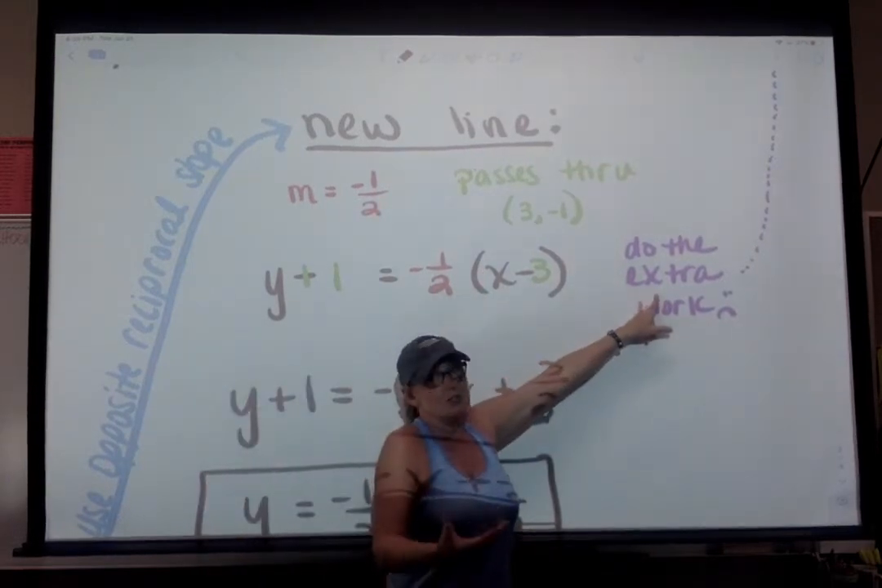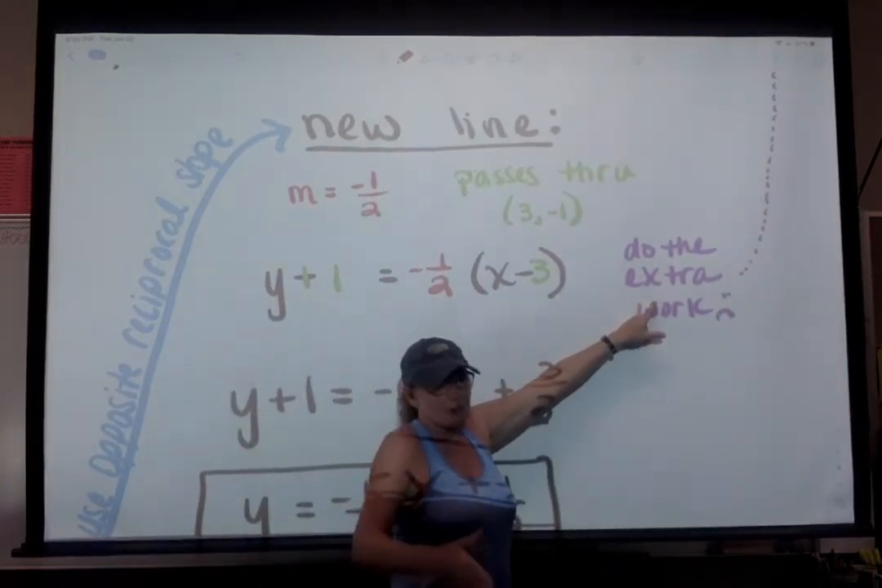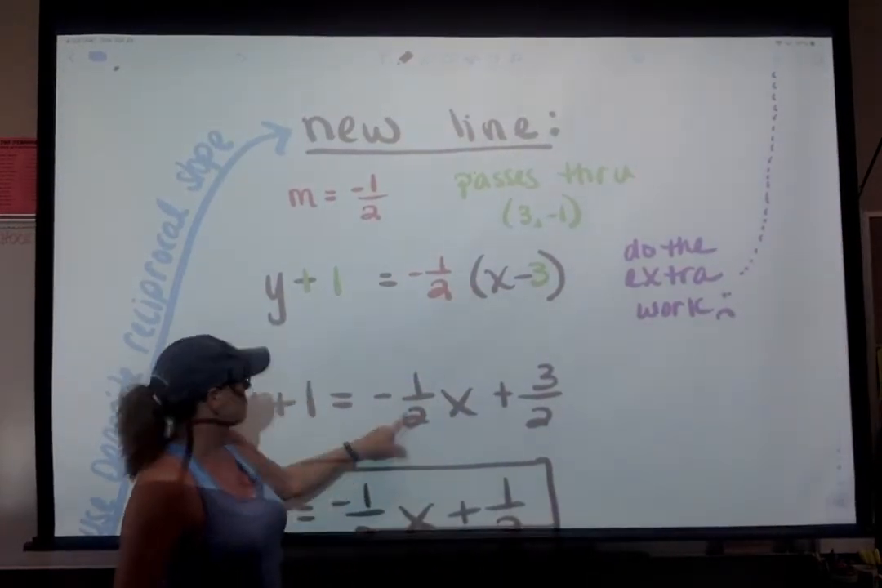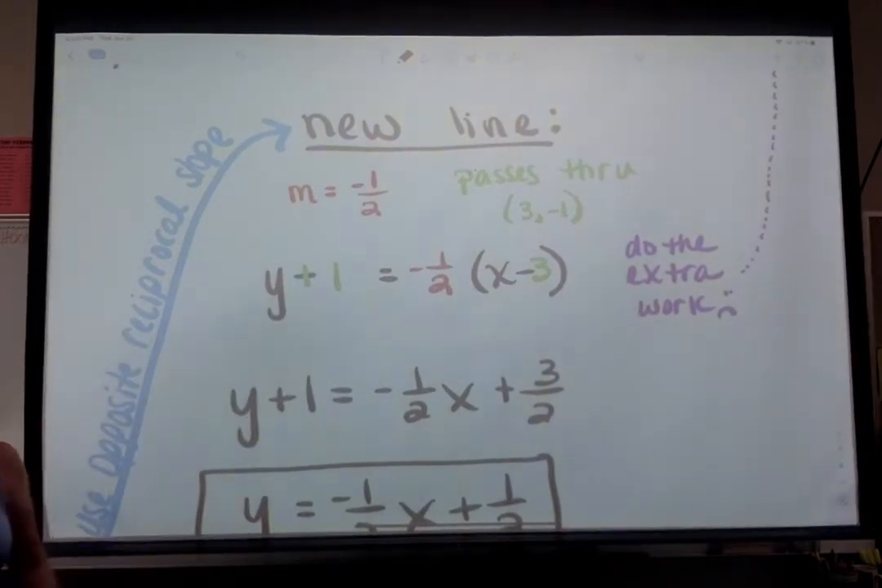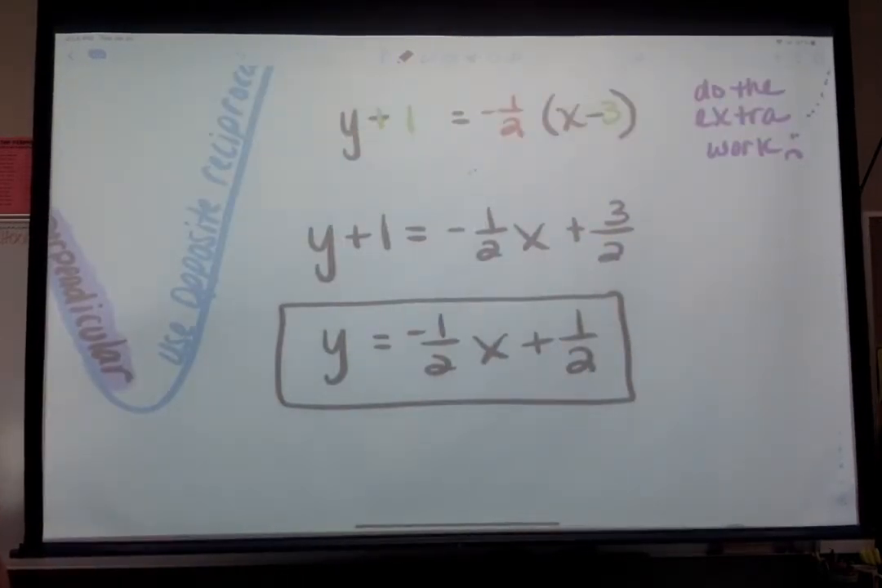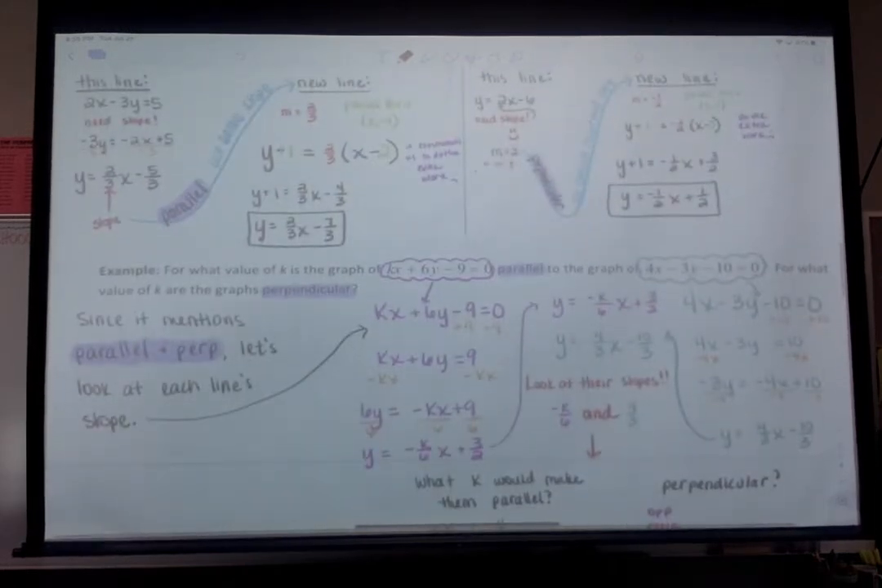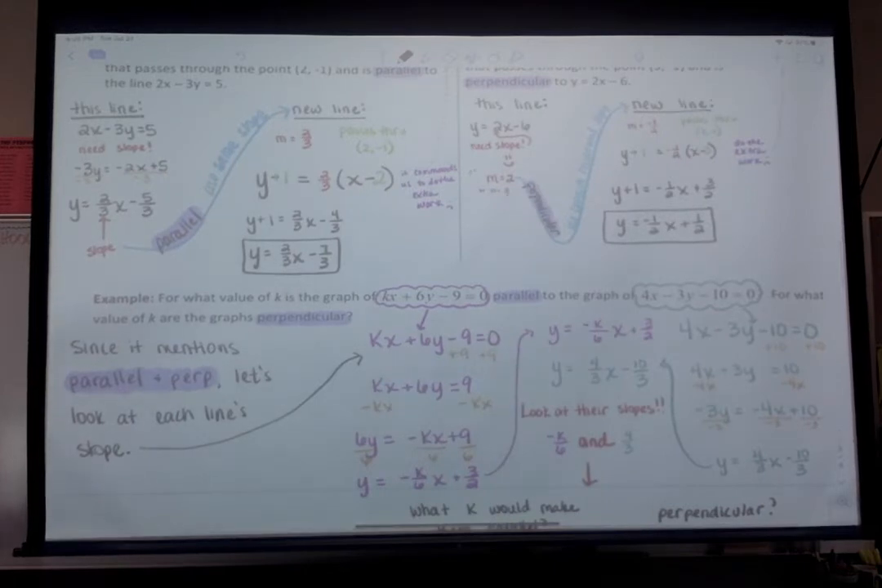Again, the directions said do the extra work and change it to slope intercept. It'll ask you to do that once in a while. And so I distribute the -1/2 and I subtract 1 from each side. And that's what I get as my final answer. Okay, and then we got this last problem. This one's a fun one. This one is totally like, okay, you've learned about parallel lines and perpendicular lines. Now can you do a problem that's worded differently totally on your own?